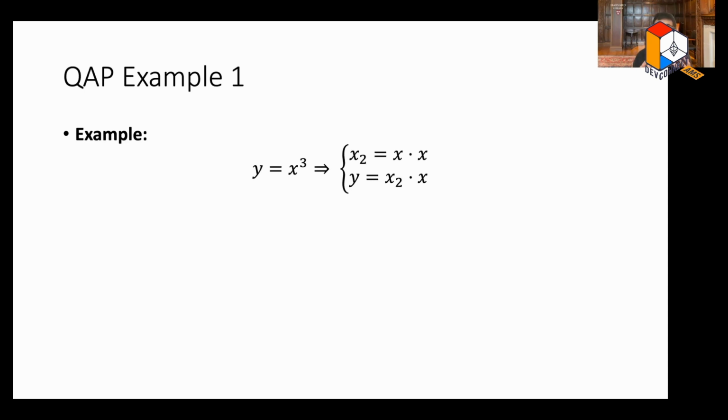Now let me give you some examples of QAPs. So a very simple example. y equals x cubed converts into x2 equals x times x, and y equals x2 times x. Hopefully it's relatively clear why these two equations are equivalent.